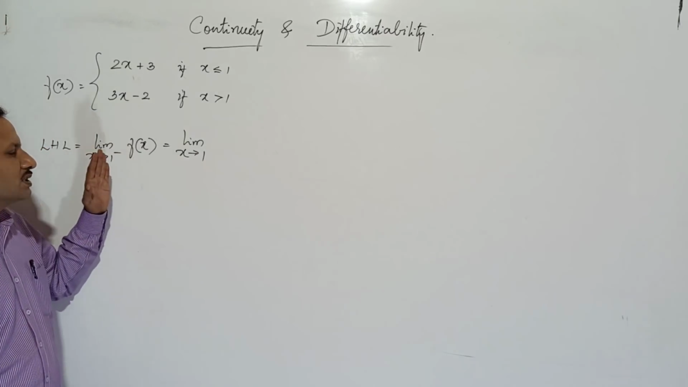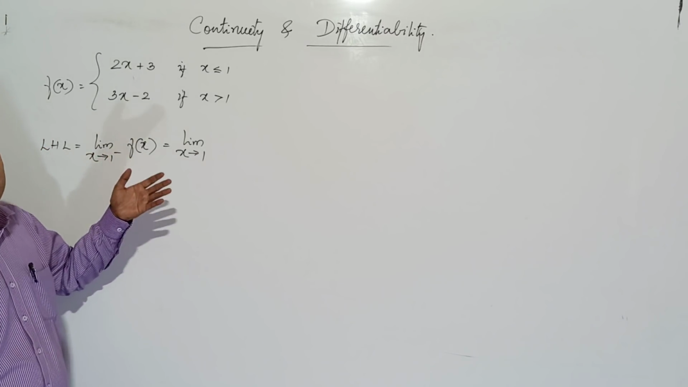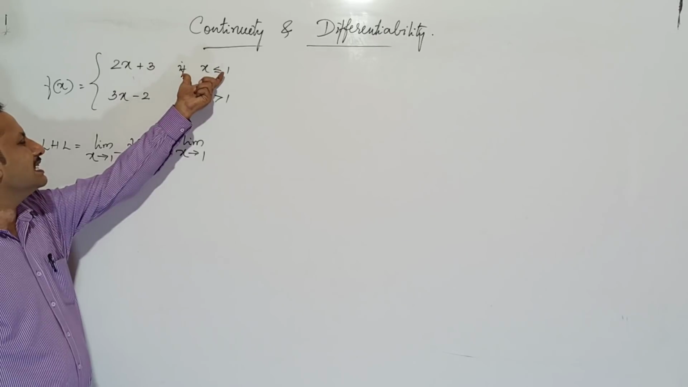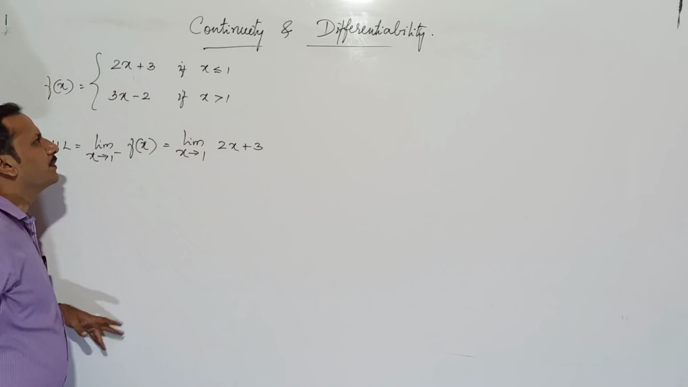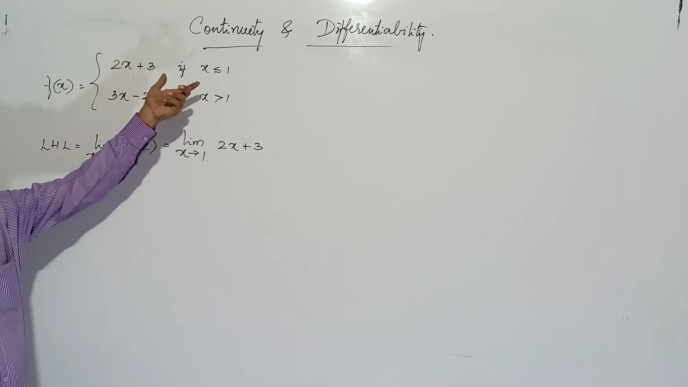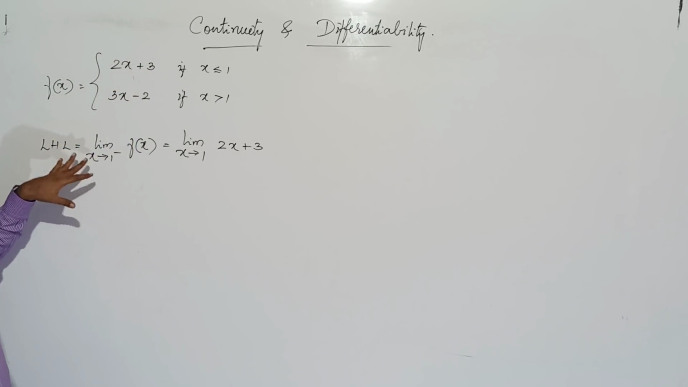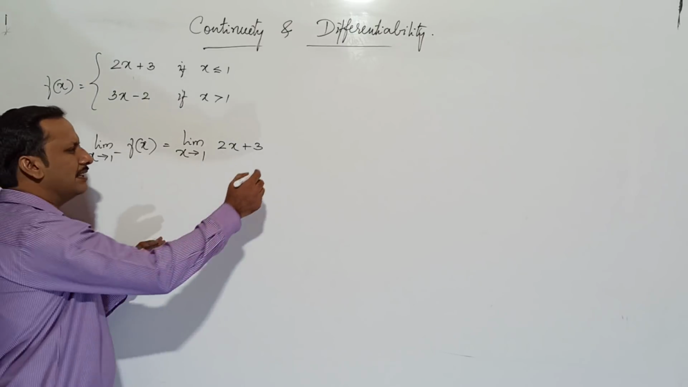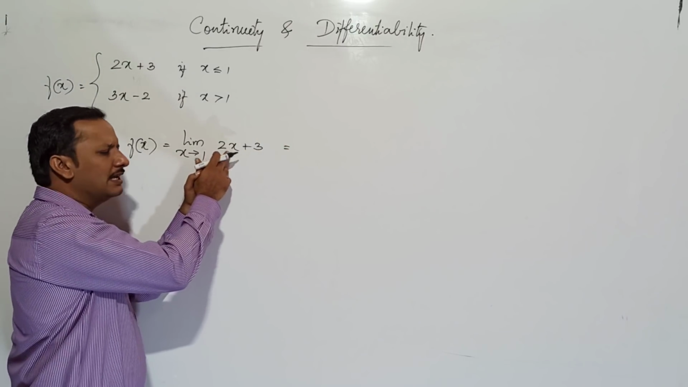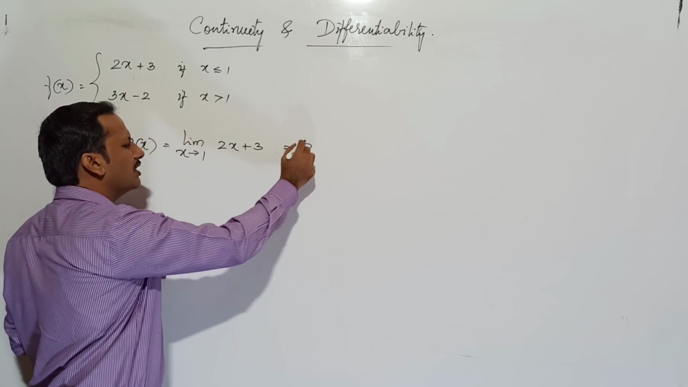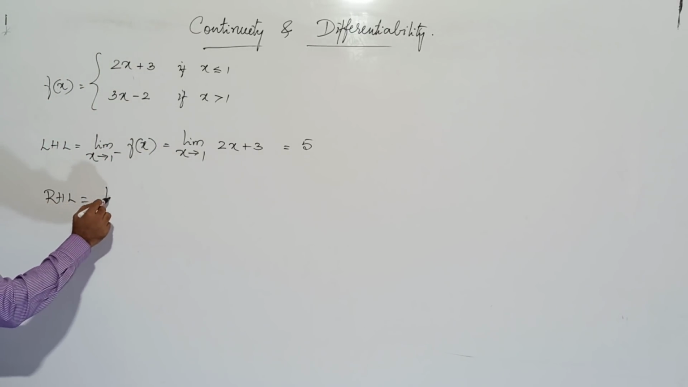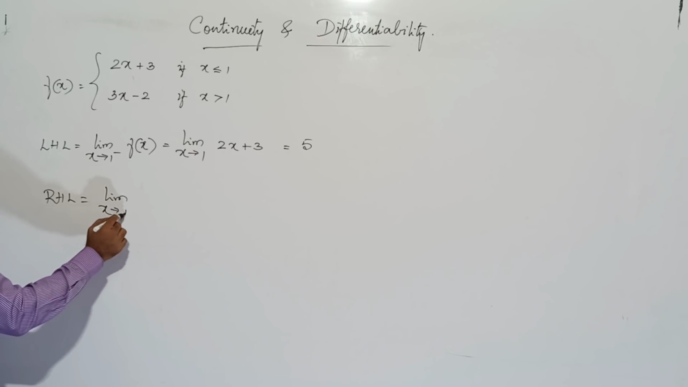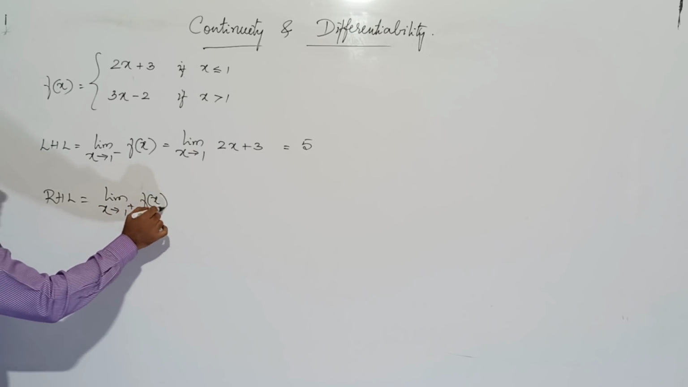So whenever x approaches 1 from the left side, it means x is less than 1. When x is less than 1, the function is defined as 2x plus 3. So here, if I apply the limit, put x equal 1 directly, 2 plus 3, which will give you 5. Then the right hand limit, that's equal to limit x tends to 1 plus f of x.